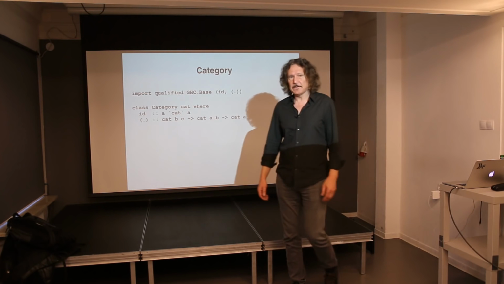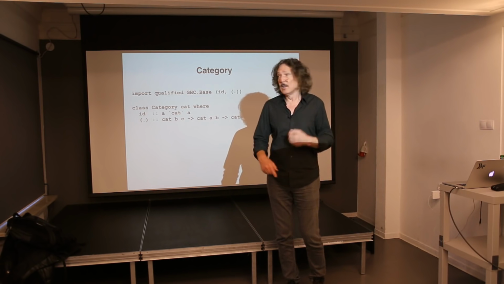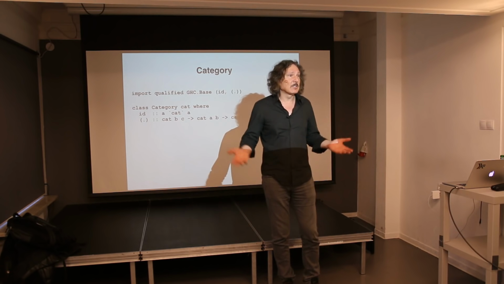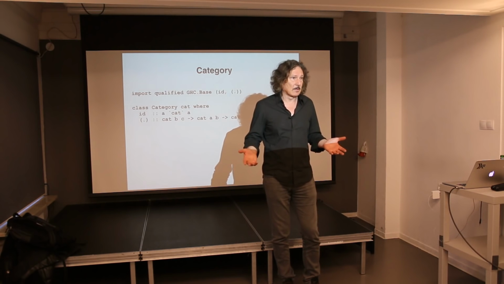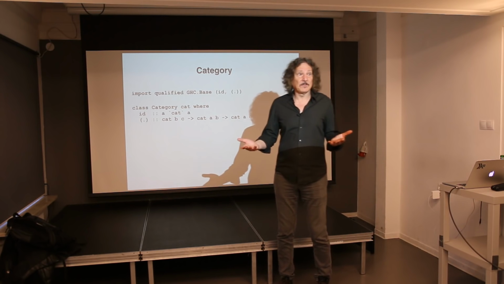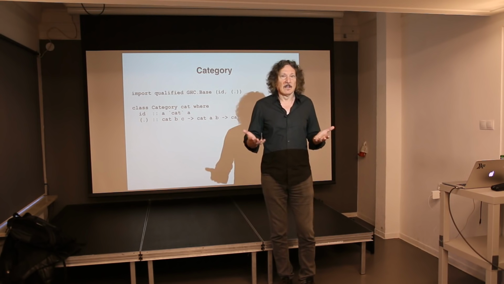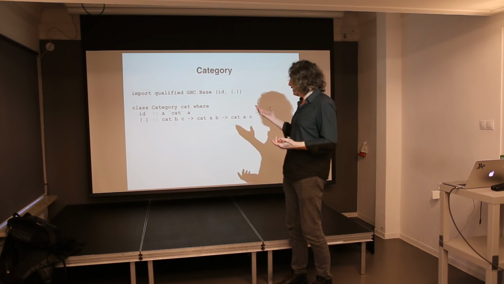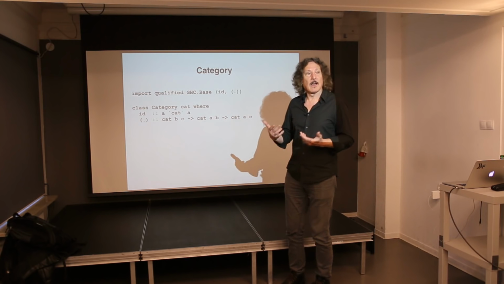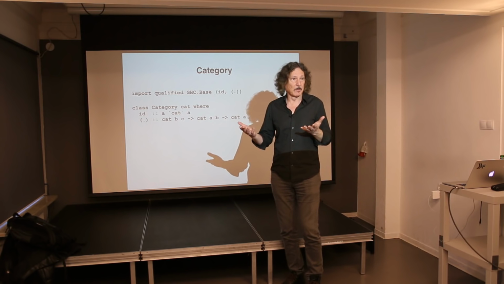So when we define a category, we define objects and we define arrows. When we do this in Haskell, the assumption is that the objects are types, okay? So the only thing that you have to define is arrows. You have to define morphisms, right? And we have to define a type for a morphism, right?